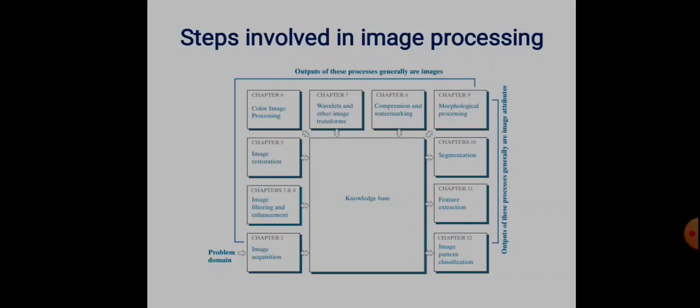Next, morphological processing. If you have some images but you have to rotate or translate them, to change the position like that, you use morphological processing. Morphology is nothing but changing the characteristics of those images. And next is segmentation.